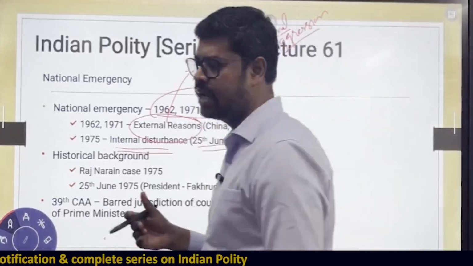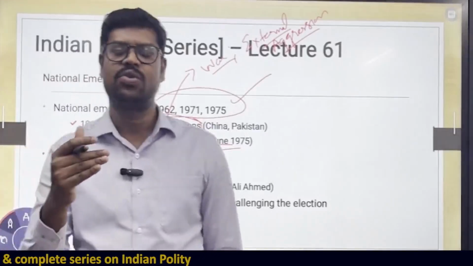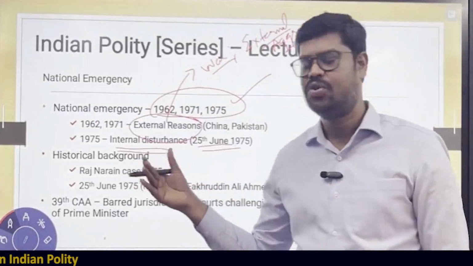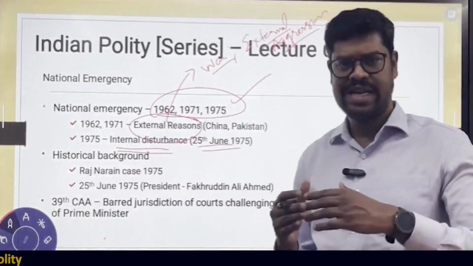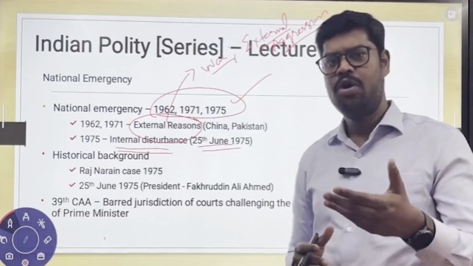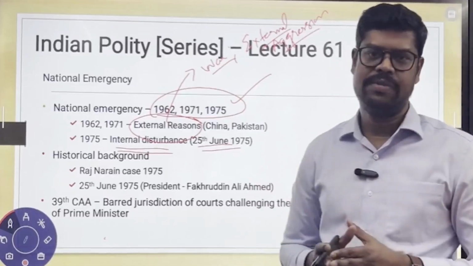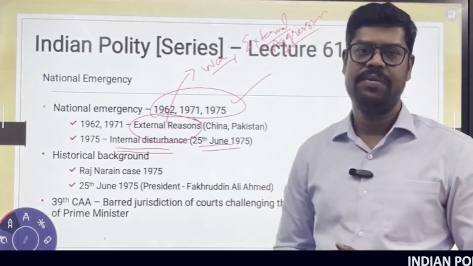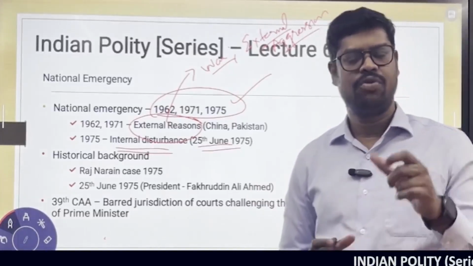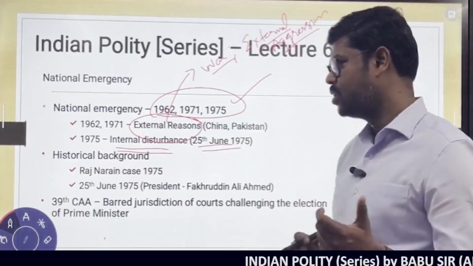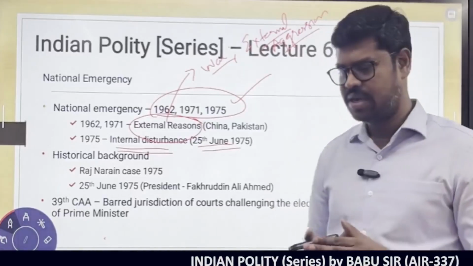When you read the political commentators, one thing is quite clear: the national emergency that was declared on 25th June 1975 had some events that happened before it. And one important event that led to the national emergency in 1975 was the challenge to the election of Prime Minister Indira Gandhi by a person called Mr. Raj Narayan. Mr. Raj Narayan was the political opponent of Prime Minister Indira Gandhi.